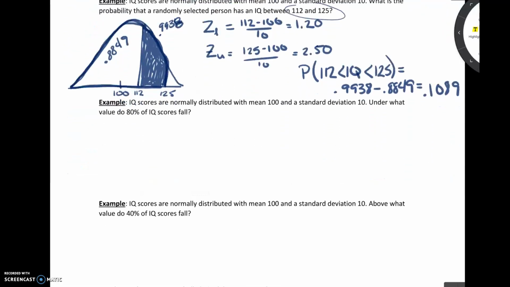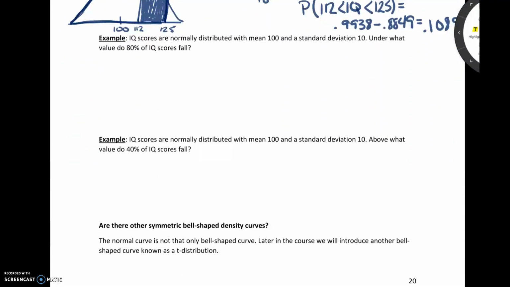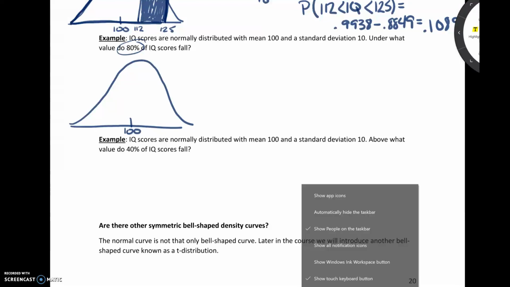All right, let's look at a different type of problem. This one says IQ scores are distributed with mean 100 and standard deviation 10. Under what value do 80% of IQ scores fall? So again, we're going to draw our normal. It's centered at 100, but this time we're not given an end point, we're given an area. So we want to find under what value 80% of IQ scores fall.